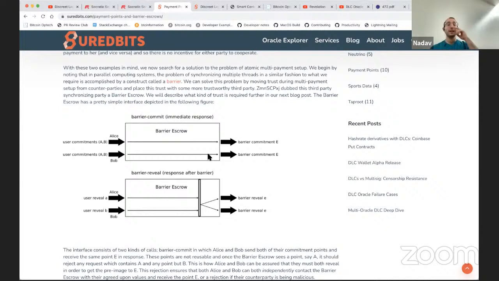So how it works is we have the payment I'm going to set up to Chris and the payment Chris is going to set up to me. And we add one extra lock to both of them. That's the same lock with some other point, say E, that belongs to this barrier escrow. And then what me and Chris do is we do an AMP, an atomic multipath payment to this third party.